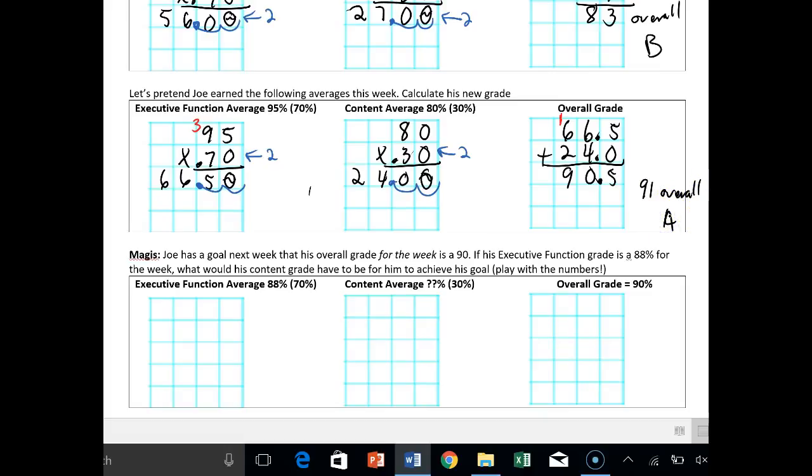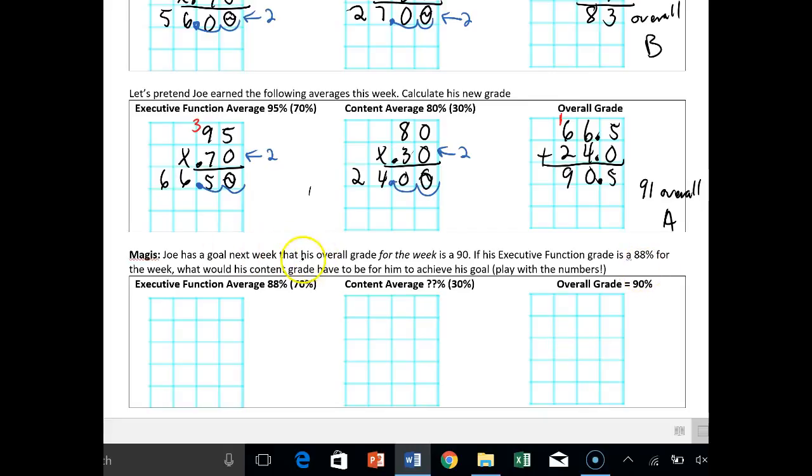And notice, why does he have an A this time? Because his executive function, where 70% of the grade is weighted, is at 95, whereas content, he struggled a little bit, and it's an 80%, but it's only weighted 30%. So that's why doing your homework is so important. And plus, if you do your homework, you'll probably do better on the content, right? You have a modest problem here.